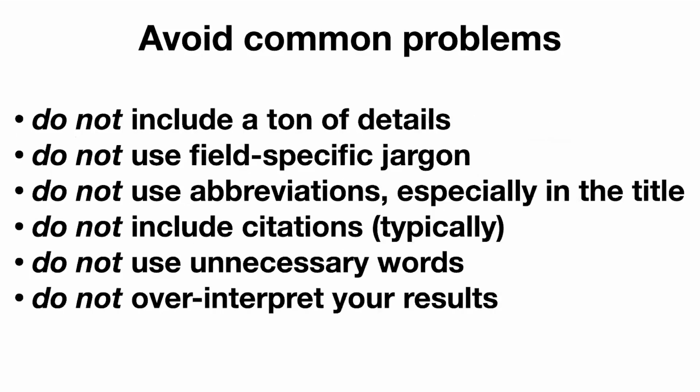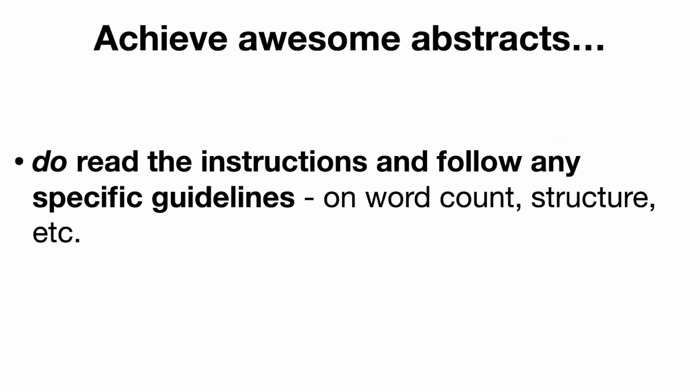So to summarize these common problems to avoid: you do not want to include a ton of details, do not include field-specific jargon, don't use abbreviations, don't use citations, don't use unnecessary words, and don't overinterpret your results. So that's a lot of don'ts, but what should you do? To achieve some awesome abstracts, you do want to read the instructions and follow any specific guidelines. I mentioned before how sometimes you need to do a structured abstract.